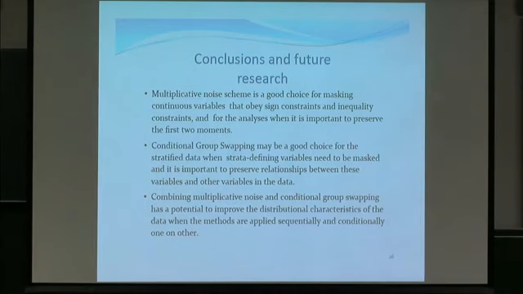Well, the multiplicative noise scheme seems to be a good choice for masking continuous variables that obey sign constraints and inequality constraints, and for analyses where we need to preserve the first two moments. Conditional group swapping may also be a good choice for stratified data when we need to perturb strata-defining variables, and it's important to preserve, at least to some extent, the relationship between the variables.